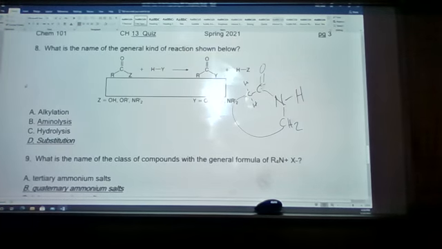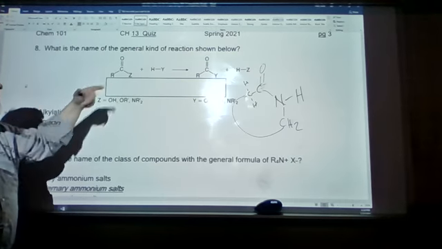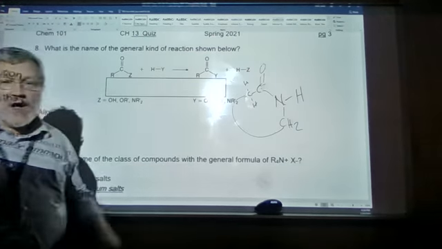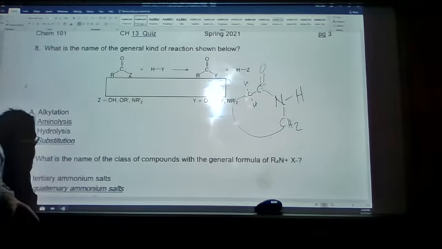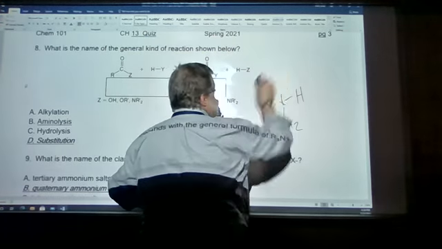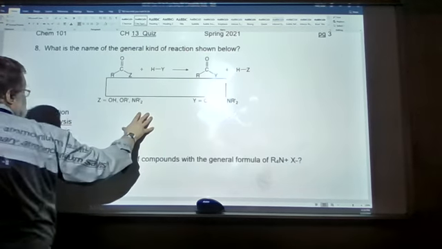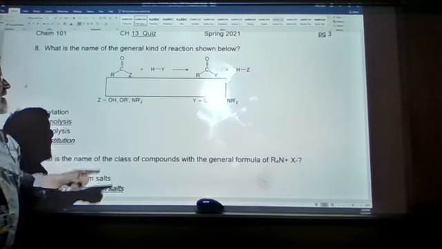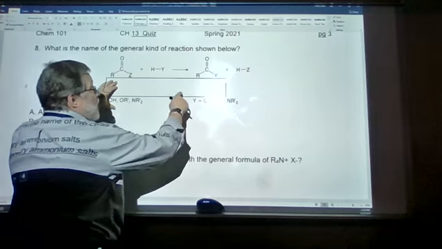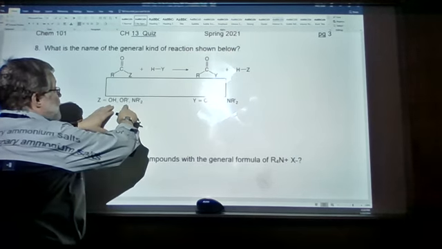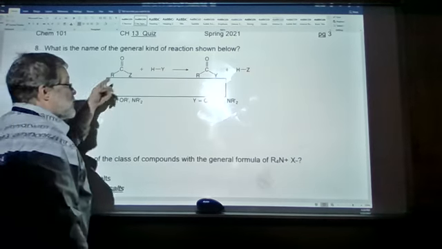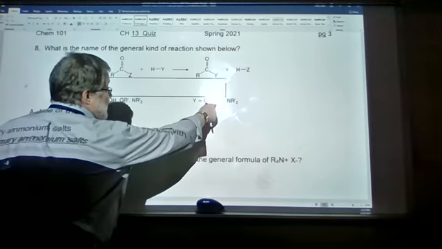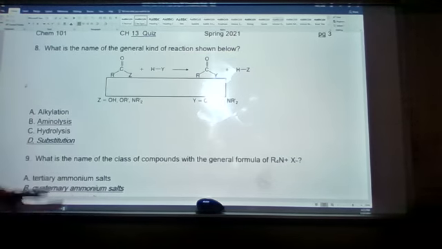Number 8, what is the general name of this reaction below? Are we changing anything? Yes, we're changing this to Y. This is a substitution reaction. We're just substituting in the Y for the Z. If we start with the carboxylic acid and react it with an alcohol, we get the ester. If we react it with the amine, we end up with the amide. If we start with the amide and react it with water, we get the carboxylic acid. If we react it with the alcohol, we get the ester. So there are all kinds of substitution reactions.